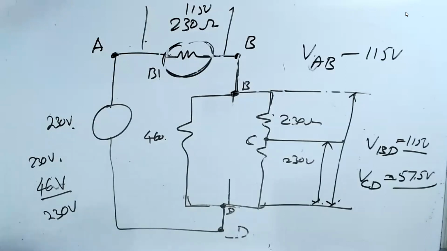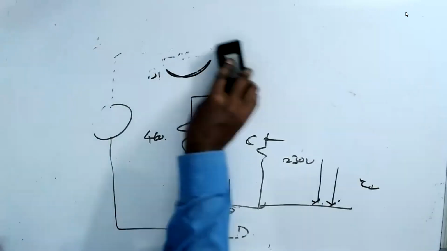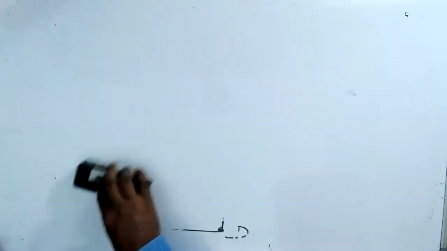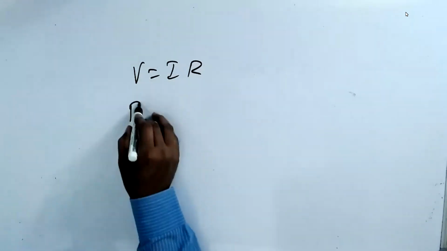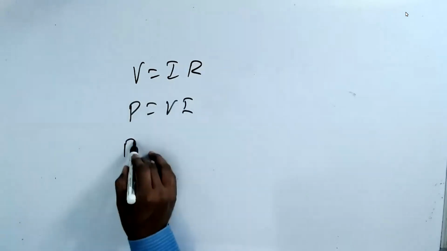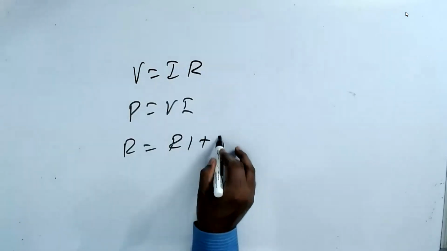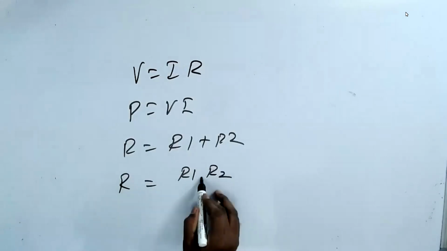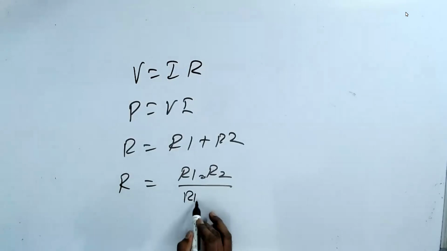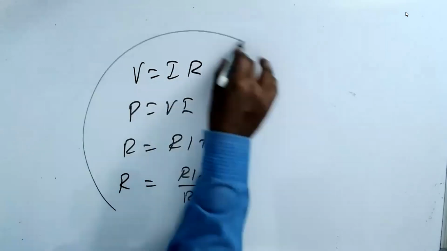So this type of thing requires a lot of practice. But I'm not asking you anything great. I'm asking you to only practice. V is equal to IR. P is equal to VI. R is equal to R1 plus R2. R is equal to R1 R2 by (R1 plus R2). So I'll remember this.